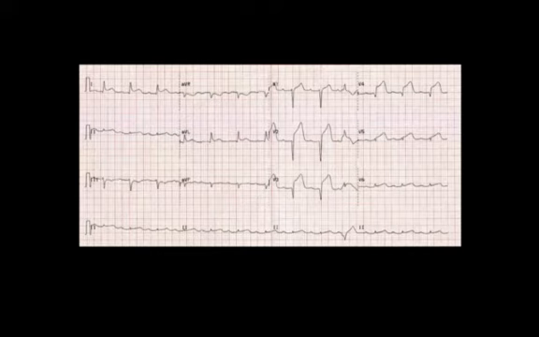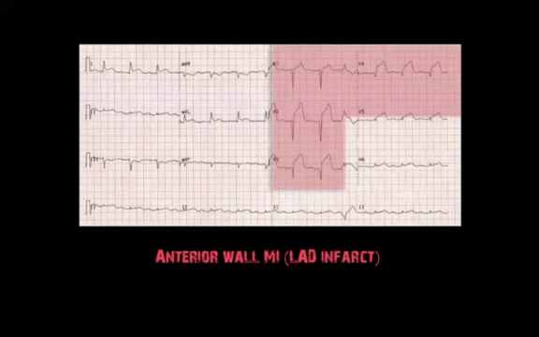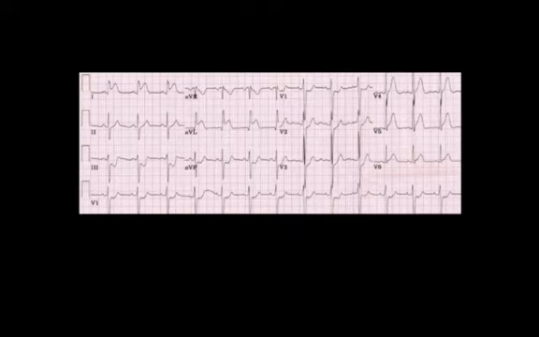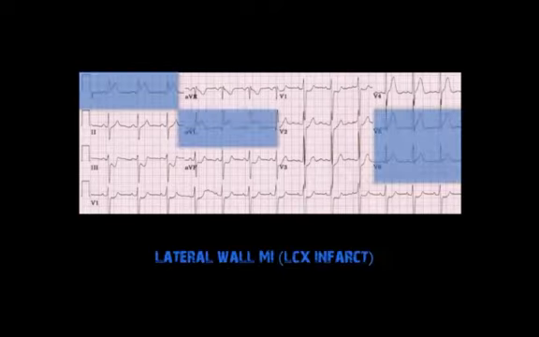Where do we see contiguous ST elevations in this EKG? In the precordial leads, V1, V2, V3, V4, which correspond to the anterior and anteroseptal walls. Here we see this highlighted in red. Where do we see ST elevations on this EKG? In 1, AVL, V5, and V6, which correlate to the lateral wall. Here we see that the lateral wall is likely to be involved, which is generally supplied by the left circumflex artery. Here we see this highlighted in blue.